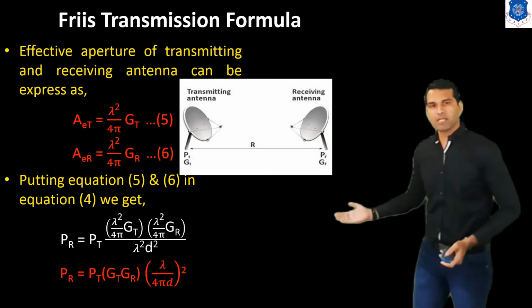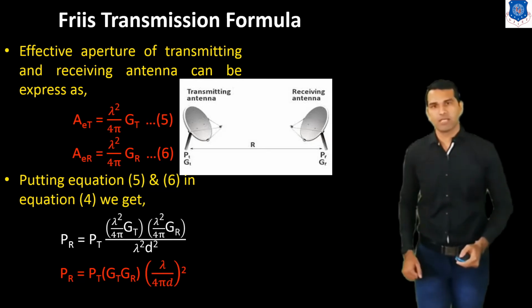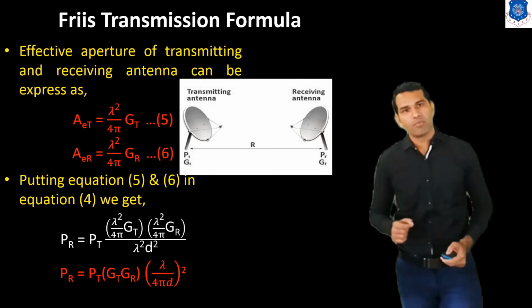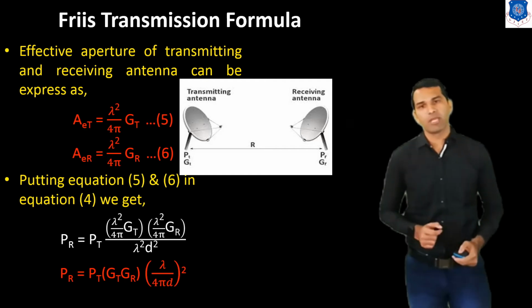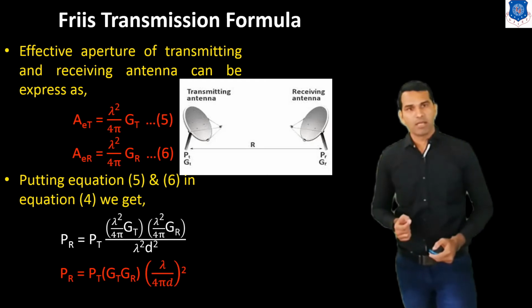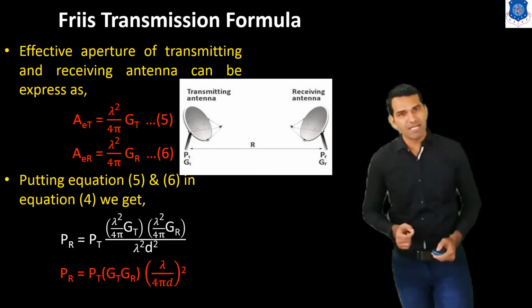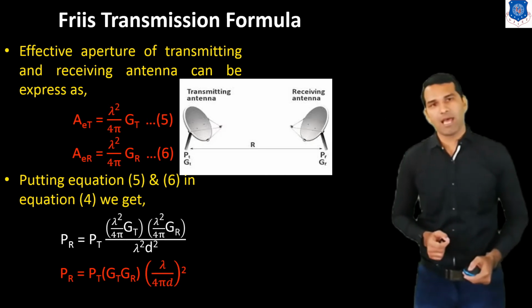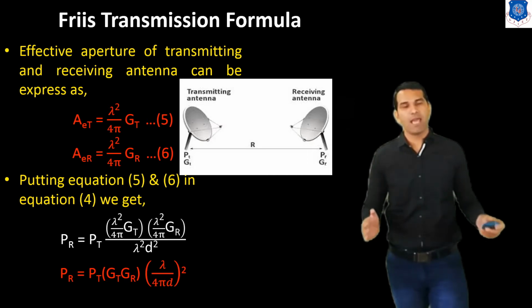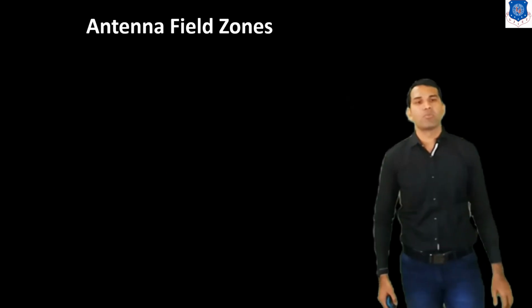So this equation is known as the Friis transmission formula, or Friis transmission equation. By using this equation, we can find the receiver power, or the receiving power. We can see the receiving power depends on the transmitting antenna power, the gain of the transmitting antenna, the gain of the receiving antenna, and the distance between the two antennas. That means the transmitting antenna and receiving antenna distance. So this is the Friis transmission formula.